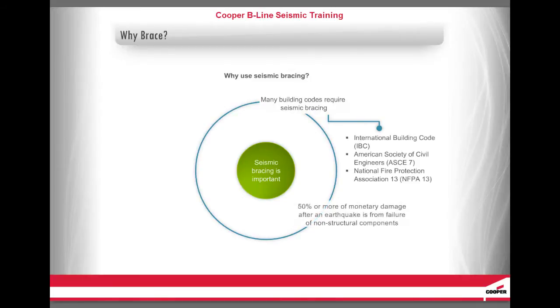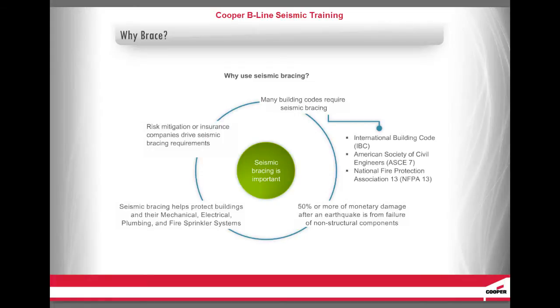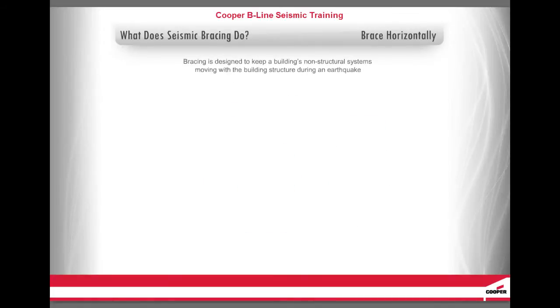Typically, 50% or more of monetary damage after an earthquake is from the failure of non-structural components. We've learned from historical earthquakes that seismic bracing helps protect buildings and their mechanical, electrical, plumbing, and fire sprinkler systems, otherwise known as MEP systems. Also, often risk mitigation or insurance companies drive the seismic bracing requirements. FM Global.